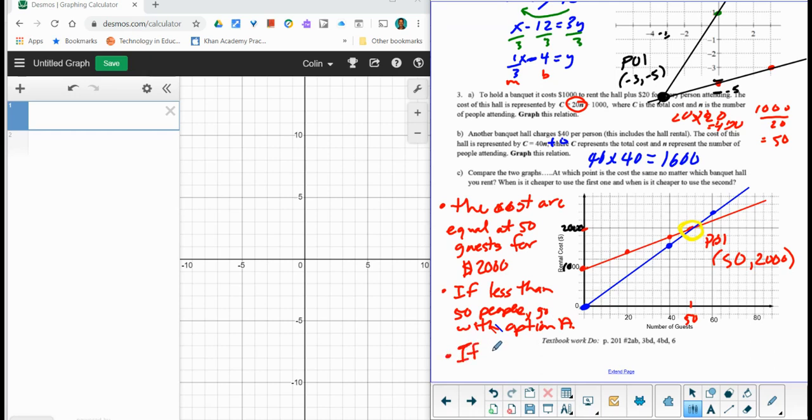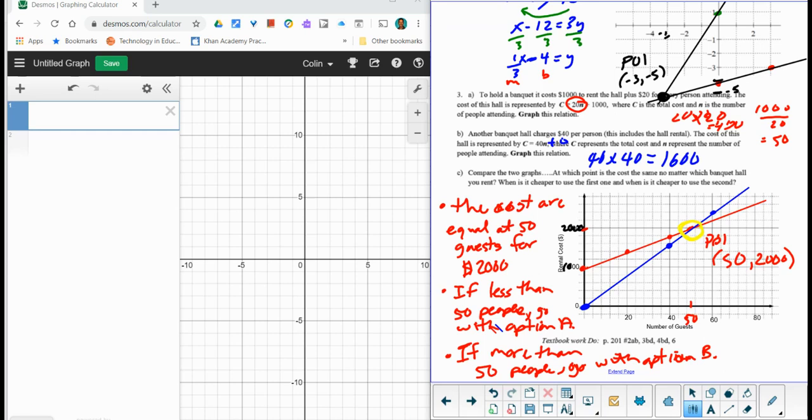If more than 50 people, go with option B. So that's the type of thing. Now the question is, if you had exactly 50 people, maybe go with option B in case a couple more people show up or something.